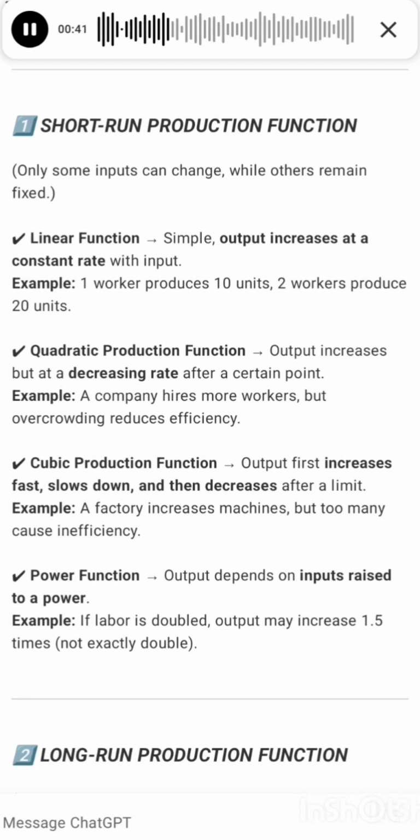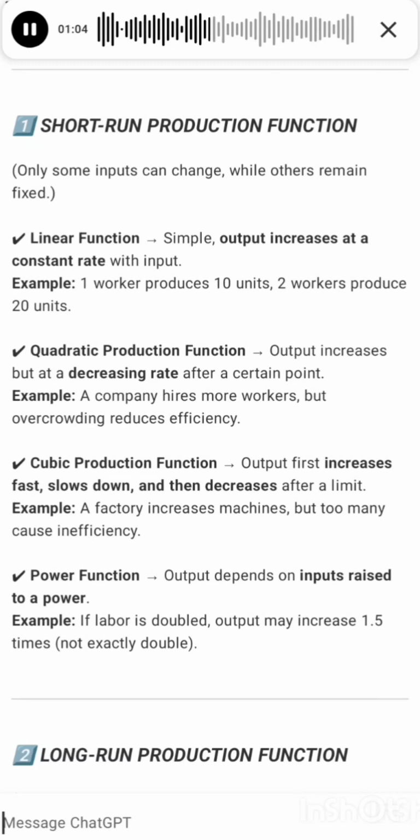Cubic production function, output first increases fast, slows down, and then decreases after a limit. Example, a factory increases machines, but too many cause inefficiency. Power function, output depends on inputs raised to a power. Example, if labor is doubled, output may increase 1.5 times, not exactly double.